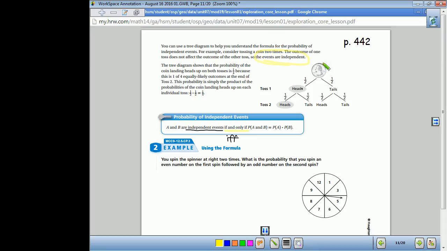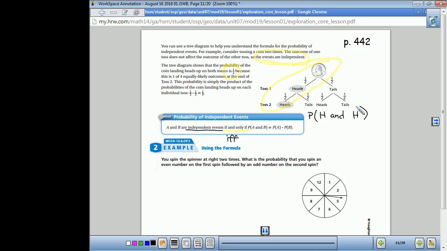The tree diagram shows the probability of a coin landing heads up on both tosses is 1/4. So heads and then heads, that's this branch. That is one branch out of the 4 branches. So do you see it's 1/4? The probability is simply the product of the probabilities of the coin landing on heads on each individual toss. Now let me write this out. The probability of heads and heads, we counted from here, was 1 out of the 4 possibilities in our tree diagram. Is that equivalent to the probability of tossing heads once and then tossing heads again? Yes.